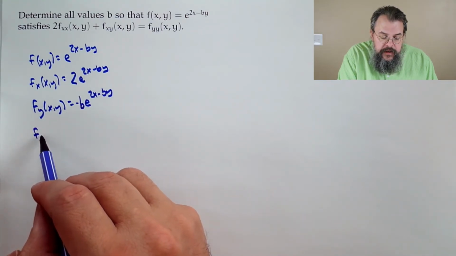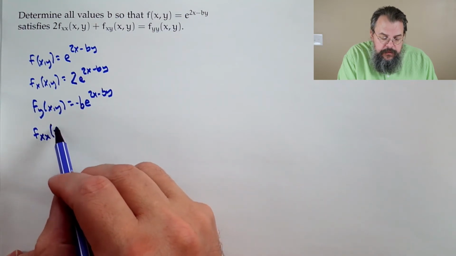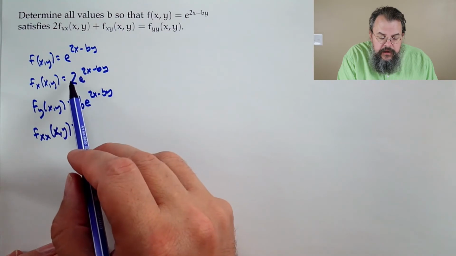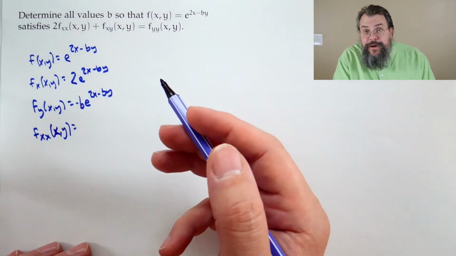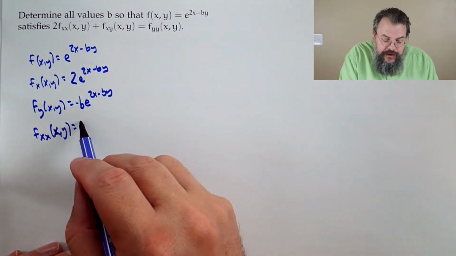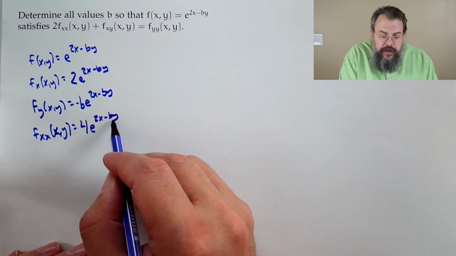F x x, because we need that one. All right, we'll go ahead and write it all out. F x x of x y. Okay, it's constant. E to the 2x minus by, derivative of that. E to the 2x minus by times the derivative of the inside with respect to x, which brings down another 2. So that makes 4 e to the 2x minus by.